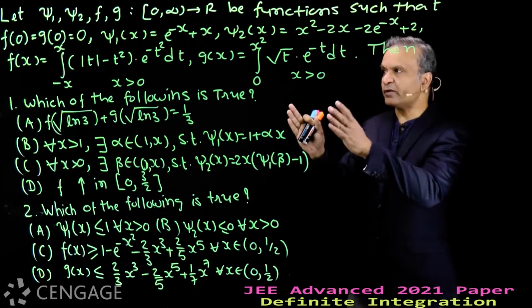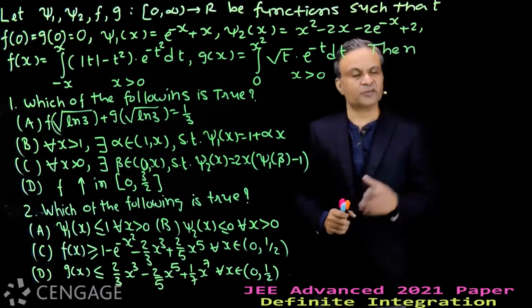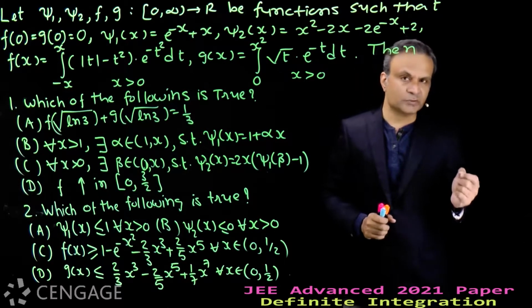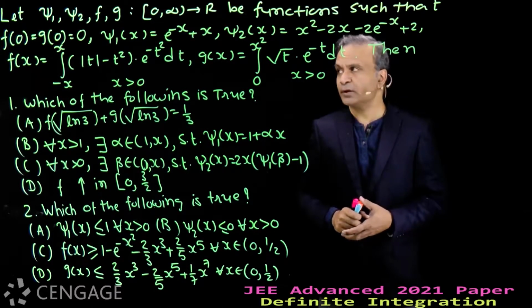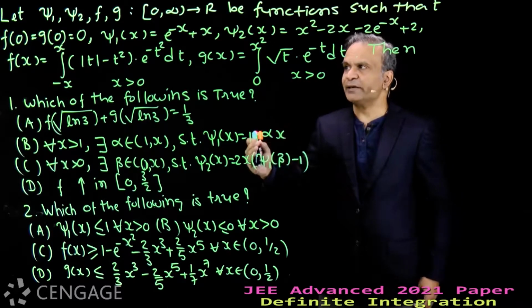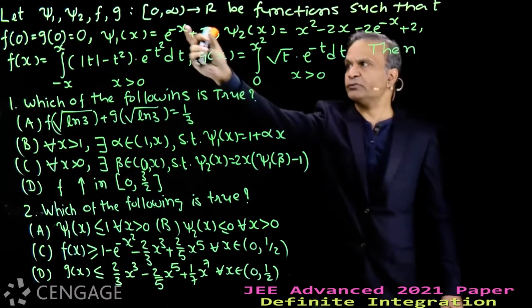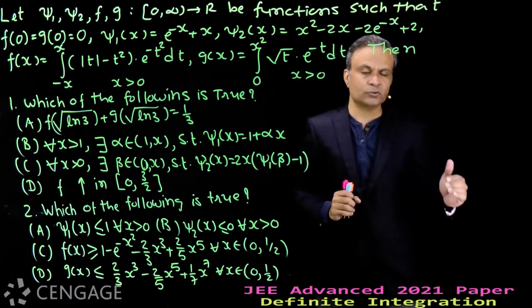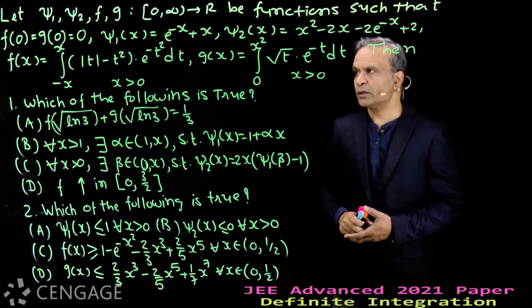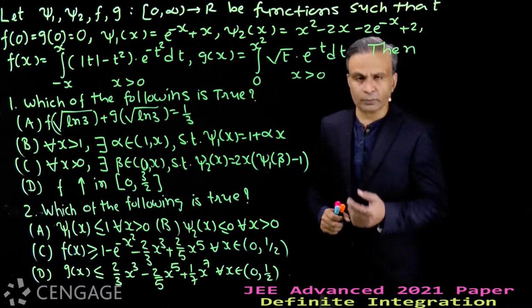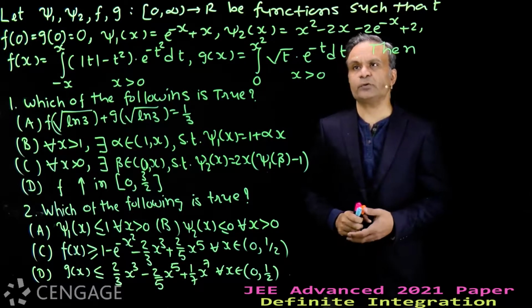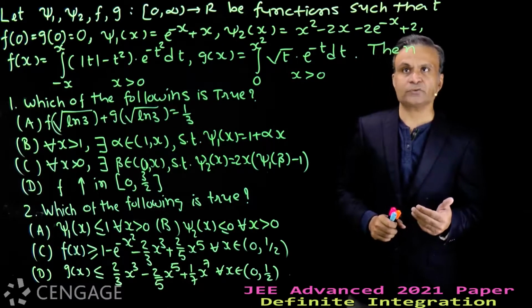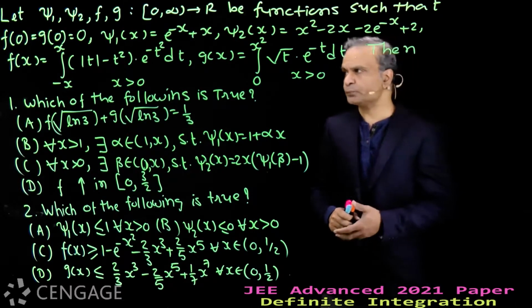Okay, now here we have king of questions. Question is in the form of paragraph, and based on this paragraph we have two questions. Question is, let psi1, psi2, f and g are functions from this interval to set R such that f of 0 is equal to g of 0 is equal to 0. Function psi1 x is e power minus x plus x. Function psi2 x is x square minus 2x minus 2 into e power minus x plus 2.